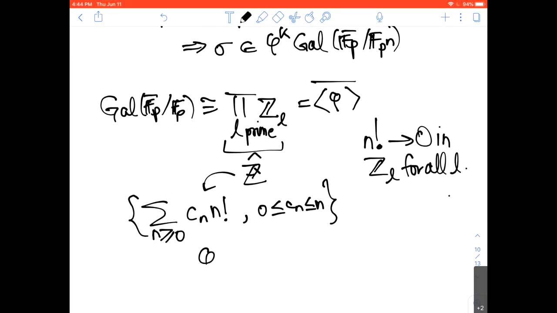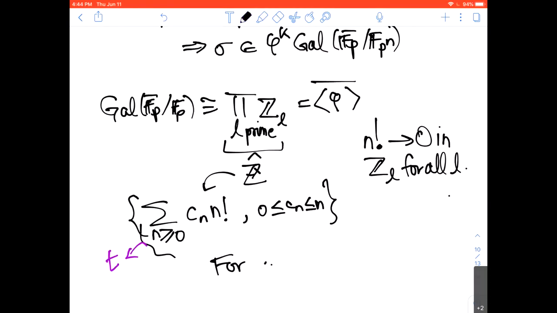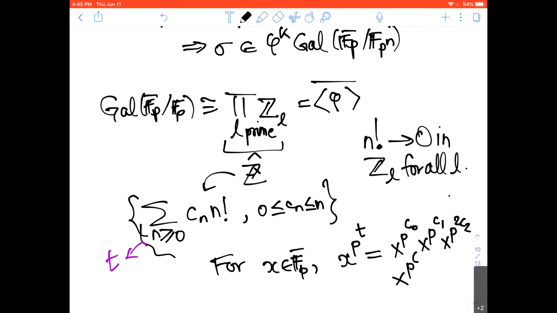So if you called such a thing, let's say, T, then for x in F_p bar, you could talk about x to the p to the T. You could raise it not to an integer power of p, but to a Z hat power of p. So you basically get x to the p to the c_0, x to the p to the c_1, x to the p to the 2c_2, x to the p to the 6c_3, and so forth. Ultimately, these factorials will be divisible enough.